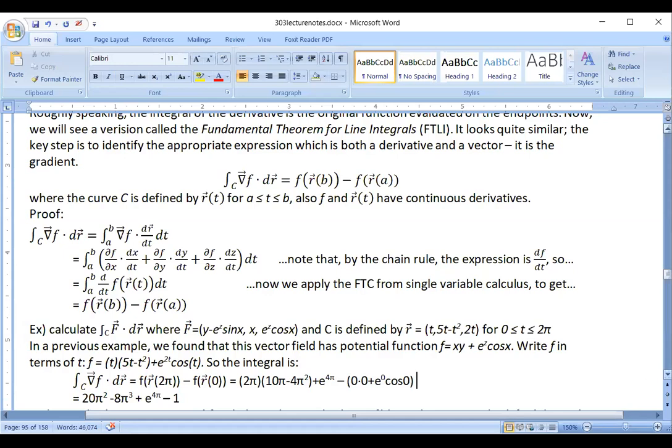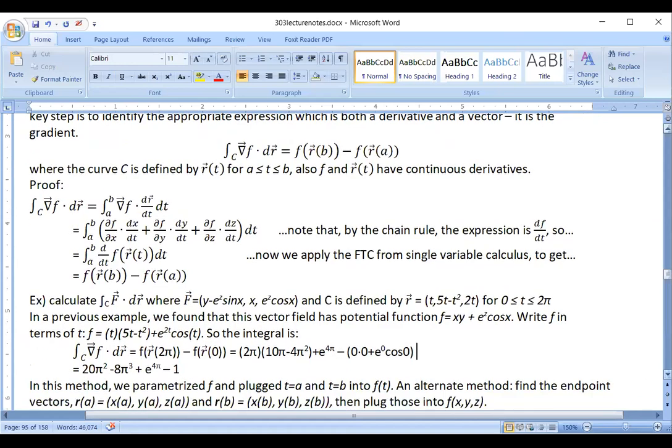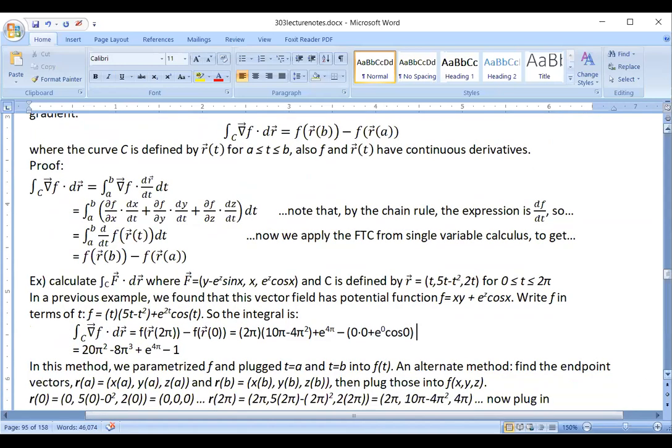There's two ways to do it. In this case, we said, let's keep everything in terms of t. Another way to do this is to keep everything in terms of the endpoints, vector A and vector B. So another way to do that would be to say the endpoint is at r of 0. And if you plug in 0 for your vector r right here, you get 0, 0, 0.